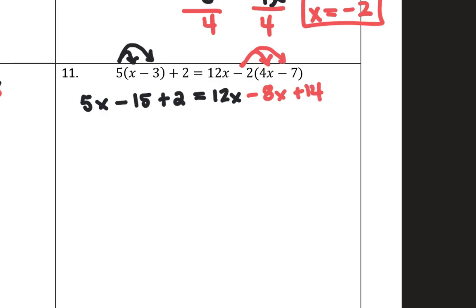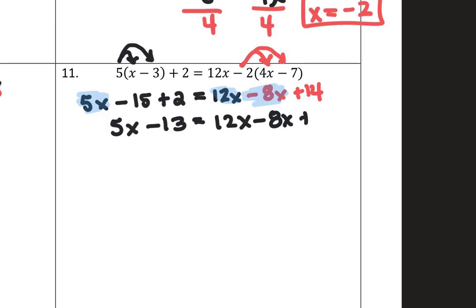All right, I'm going to highlight all my variables. All right, there's 3 of each. So let's look here. Let's put these 2 together. Negative 15 plus 2. What's negative 15 plus 2? Negative 13. Good. I'm not doing anything with my x's right now.